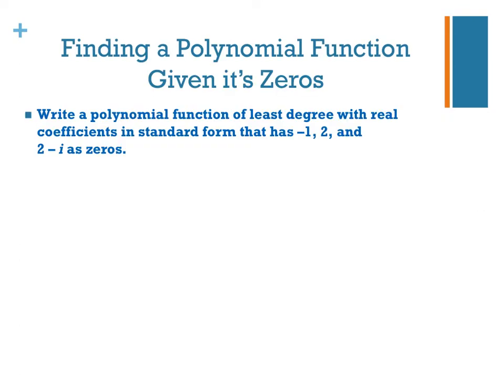Okay, so what we're going to do is find a polynomial function given its zeros. It says write a polynomial function of least degree with real coefficients in standard form that has zeros at -1, 2, and 2 minus i. Now, what we know is that x equals -1 is a zero, x equals 2 is a zero, and x equals 2 minus i is a zero of the polynomial.